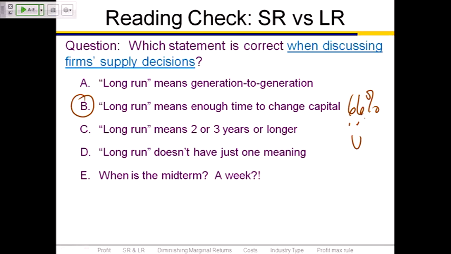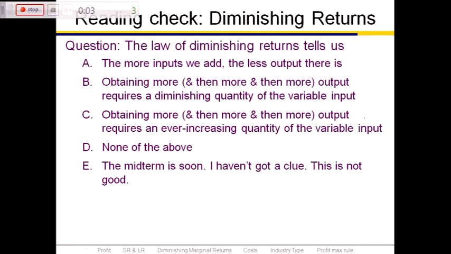All right, one more? Yes, one more. Diminishing returns. The law of diminishing returns tells us, A, the more inputs we add, the less output there is. B, obtaining more and then more and then more output requires a diminishing quantity of the variable input. C, obtaining more and then more and then more output requires an ever-increasing quantity of the variable input. D, none of the above, and E is there for your entertainment. A, B, C, D, or E.